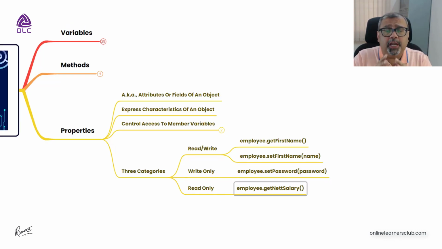In the next chapter, we will take up a simple hands-on exercise where we will discuss the differences between variables, methods, and properties for a class, so that you'll get a better understanding of these concepts.